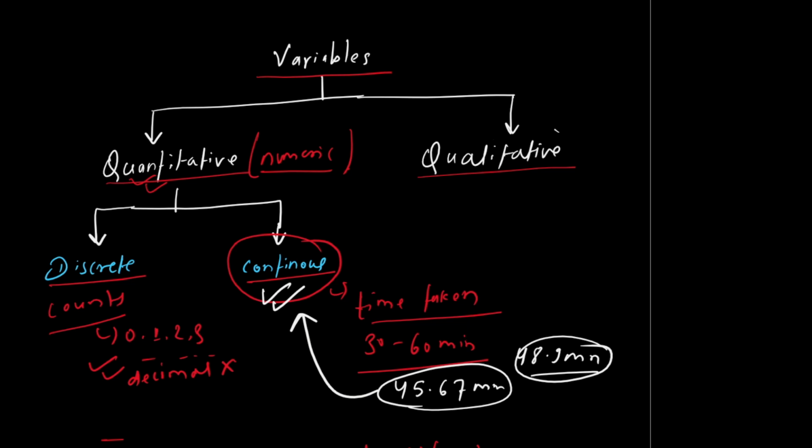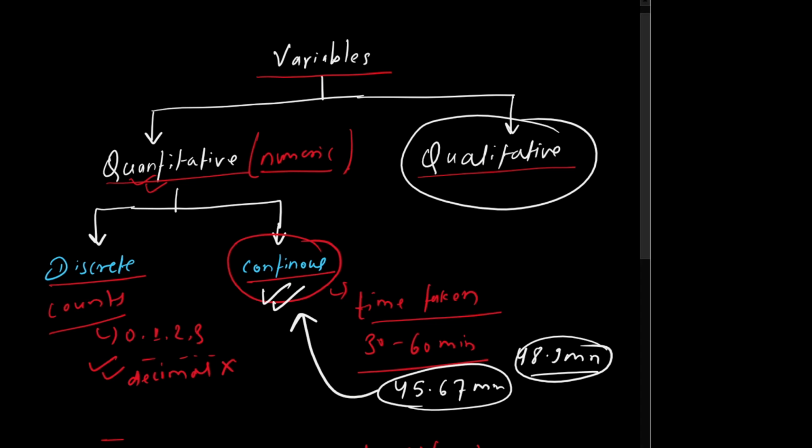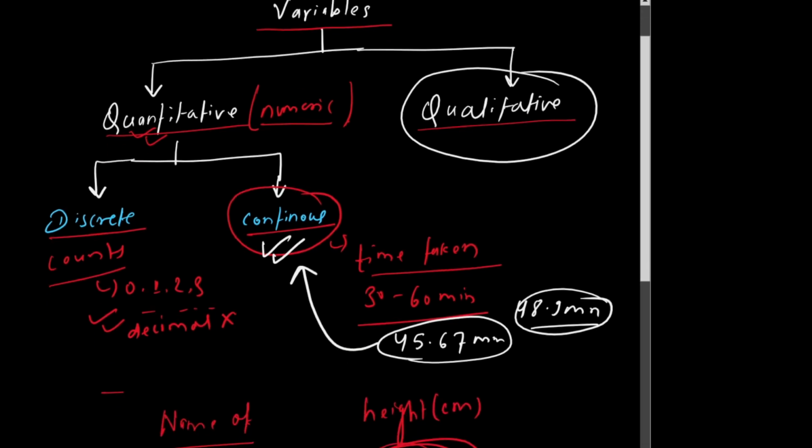The last one is qualitative variables. Let's understand about the qualitative variable. Talking about qualitative variable, it is a variable that cannot be assumed into numeric numbers. Okay, their values cannot be assumed in numeric order.